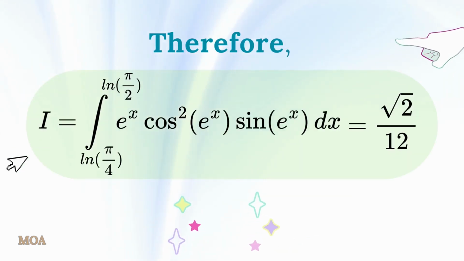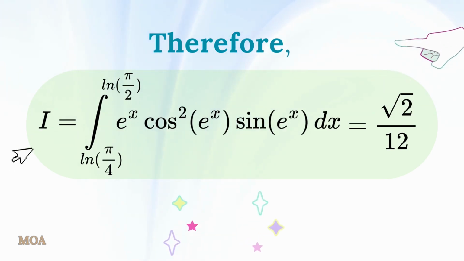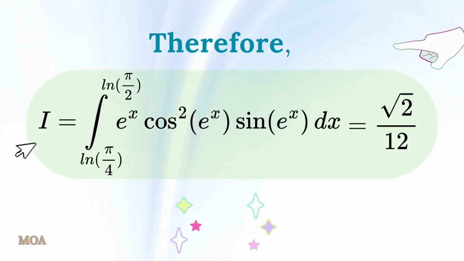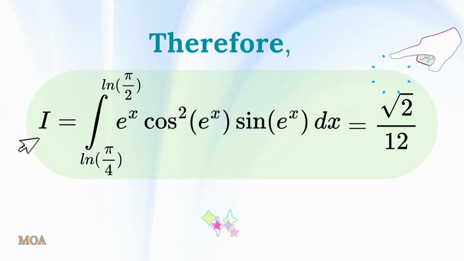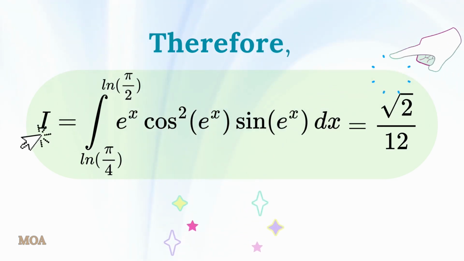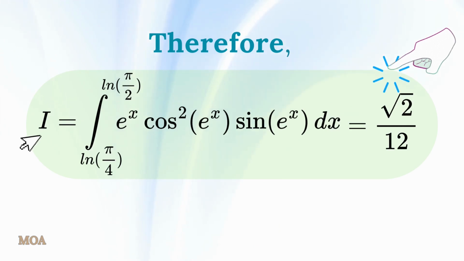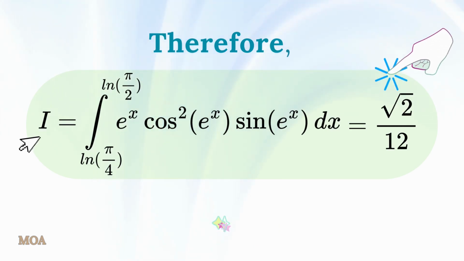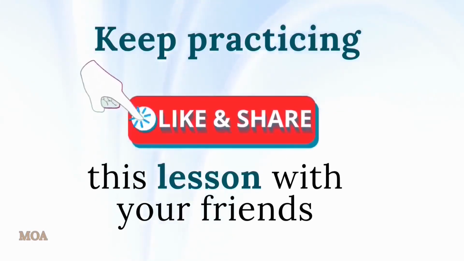Therefore, the definite integral from the natural logarithm of pi over 4 to the natural logarithm of pi over 2 of e to the power of x, multiplied by the quantity, cosine squared of e to the power of x, multiplied by sine of e to the power of x, with respect to x, equals the square root of 2 over 12. Well, I hope you enjoyed this step-by-step solution.